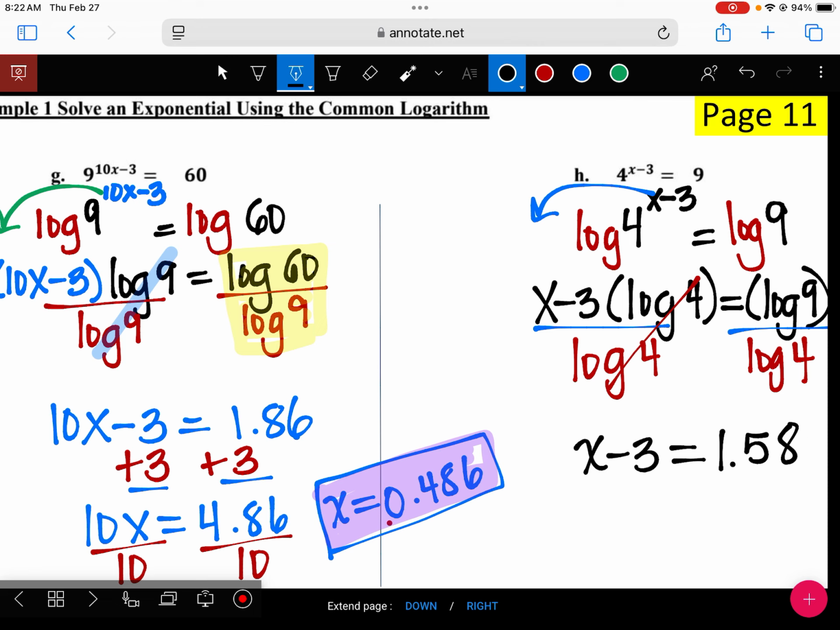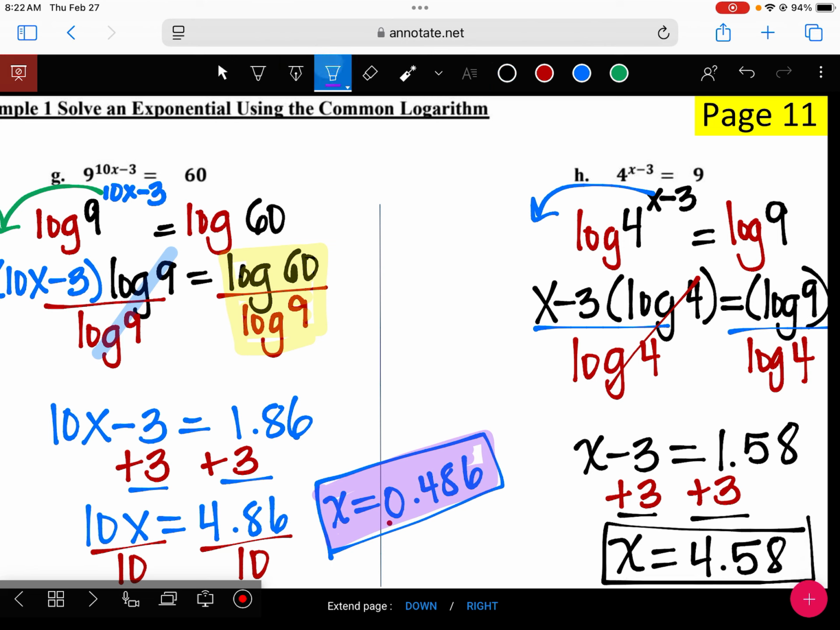Who had that? Something close to 1.58. All right, am I done? Or do I need to do something else? What else do I need to do? Add 3? Who agrees with Juan that we add 3? All right. So our final answer is x equals 4.58. Okay, any questions?